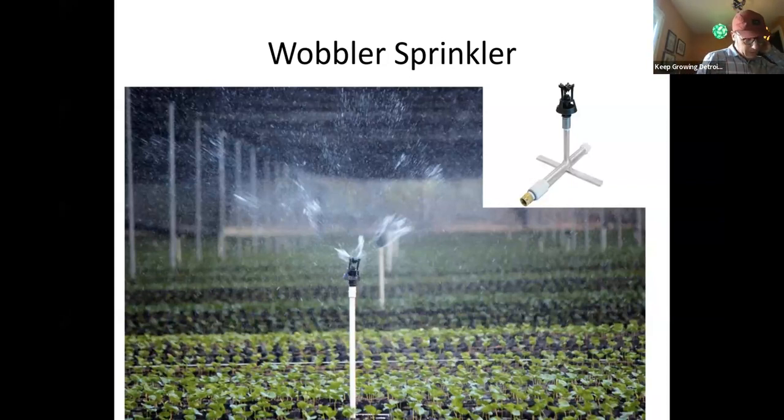Again, it's going to water both the paths and the garden beds. It is inefficient, but in certain applications, especially if you have a larger garden that's bigger than 8 to 12 feet, then moving one of these wobbler style sprinklers down the road could be a useful tool.